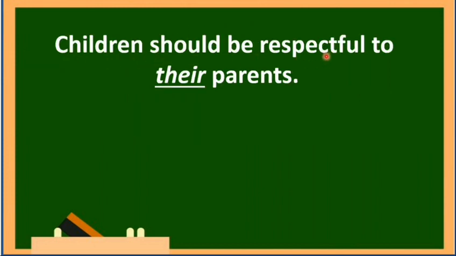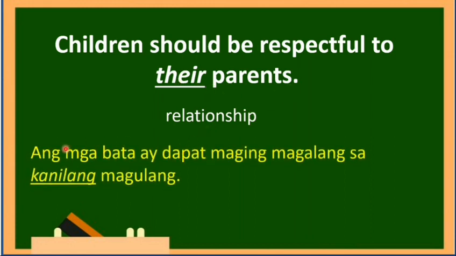Children should be respectful to their parents. And this sentence shows relationship. Relationship ng children sa kanilang parents. Sa Tagalog, ang mga bata ay dapat maging magalang sa kanilang magulang. Now here, this word there, sa Tagalog ito ay naging kanilang. At sinusundan ito ng noun na magulang. To show relationship, dito, relationship ng bata sa magulang. The same dito sa English.